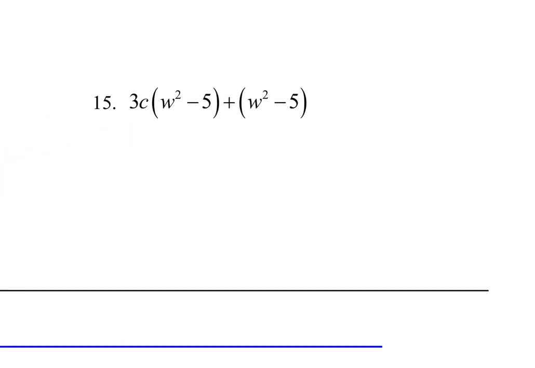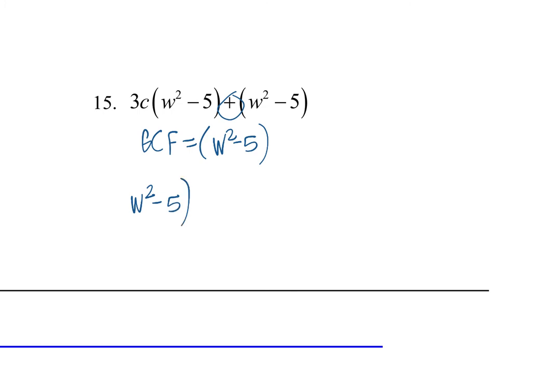Moving on to the next. 3c times w squared minus 5, plus w squared minus 5. Do realize that this is two sections, right? And what separates those sections is really this plus sign right here. So what did the two sides have in common? They have a w squared minus 5 in common. And if you take that GCF of w squared minus 5 out, what are you left with? Well, you're left with 3c.